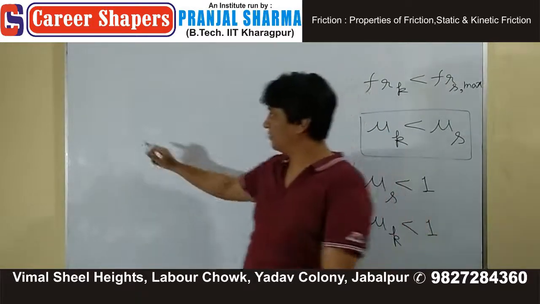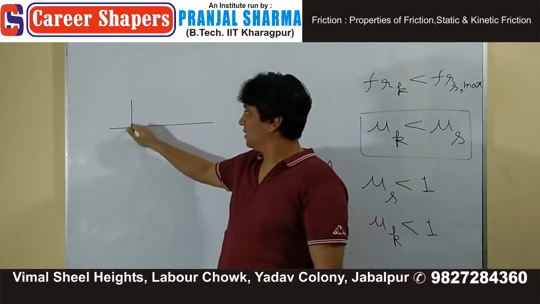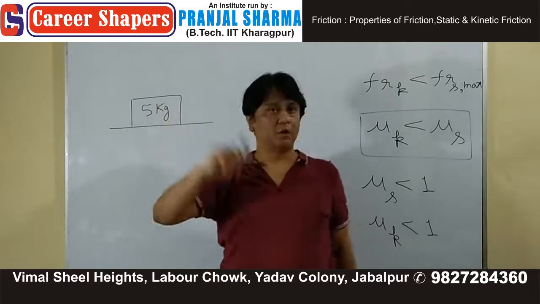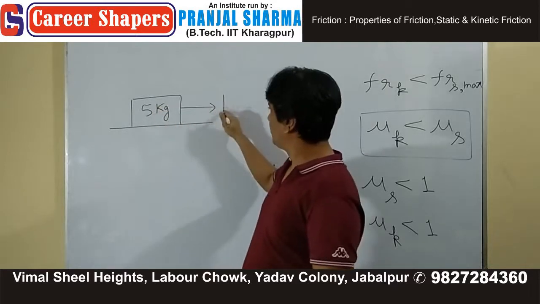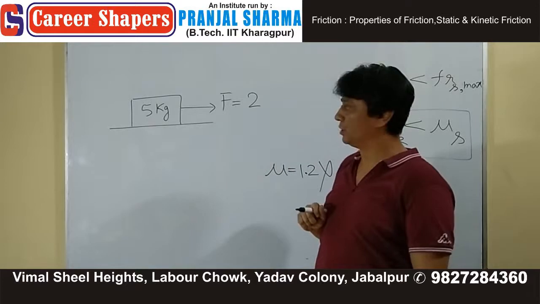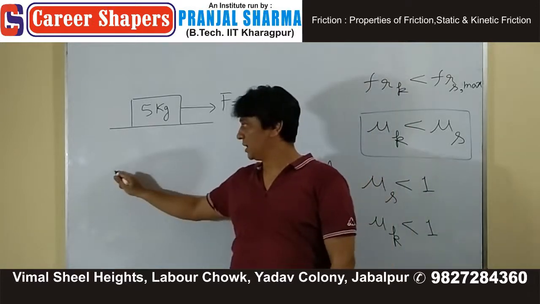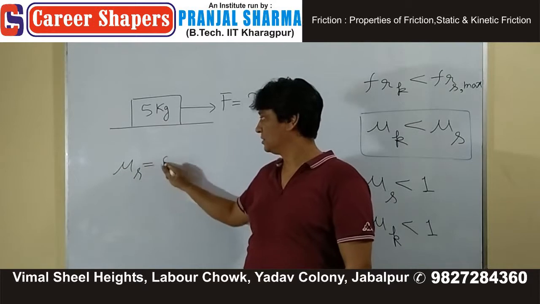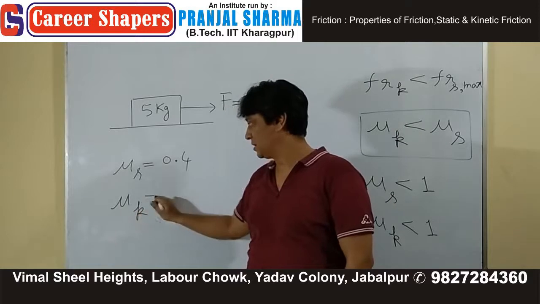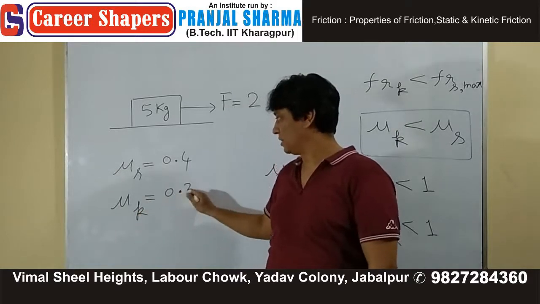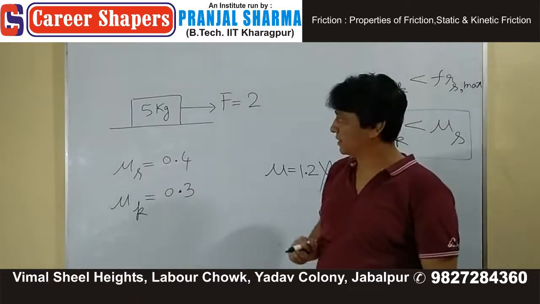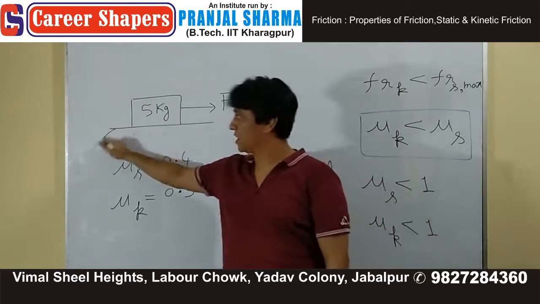नाउ लुक एट दिस फिगर फास्ट. बोर्ड पर देखते जाना. इट्स अ 5 kg ब्लॉक. इस तरफ एक फोर्स लगाया अपन ने, एंड दिस फोर्स इज ऑफ 2 न्यूटन्स. अपने को दिया गया दैट म्यू स्टैटिक इज 0.4, mu kinetic is 0.3. Mu kinetic is less than what? Mu static. This is 5 kg और ये अपना ग्राउंड है.